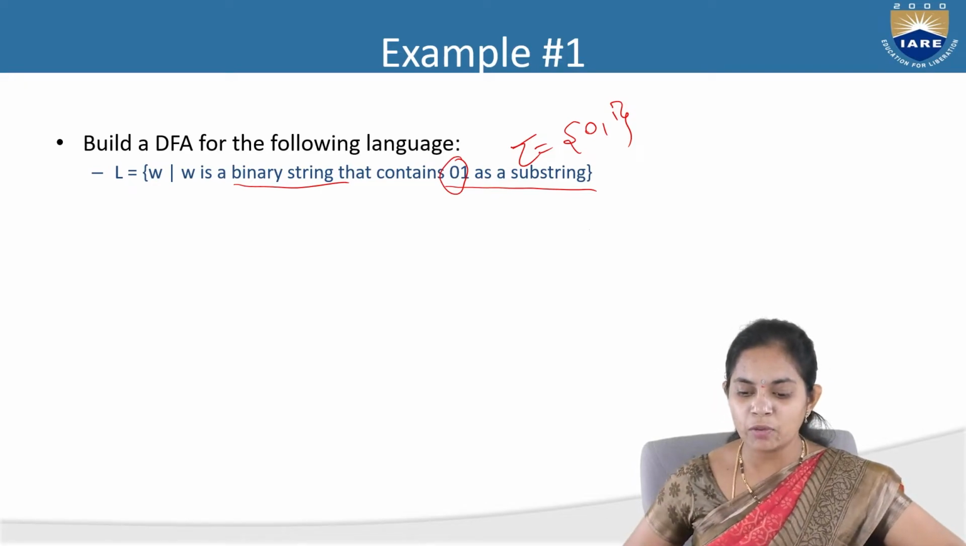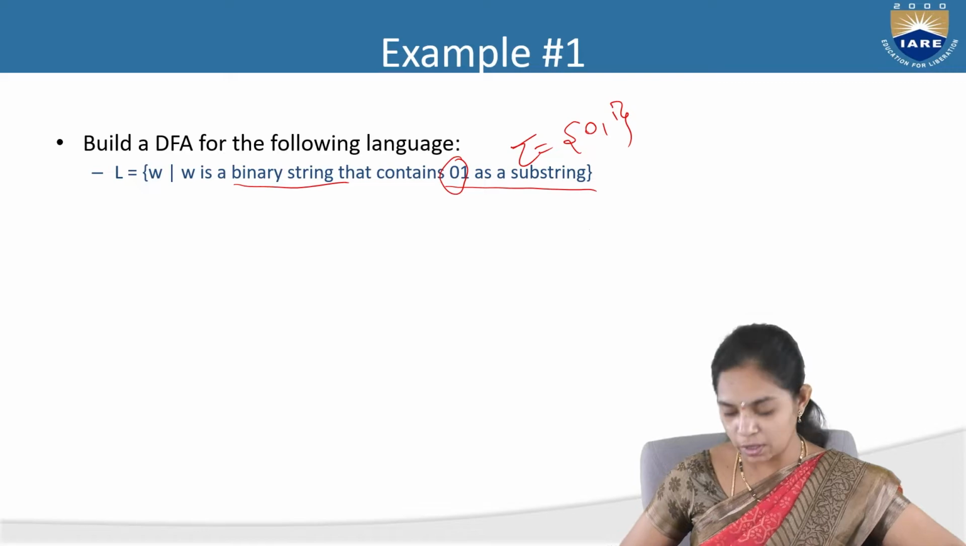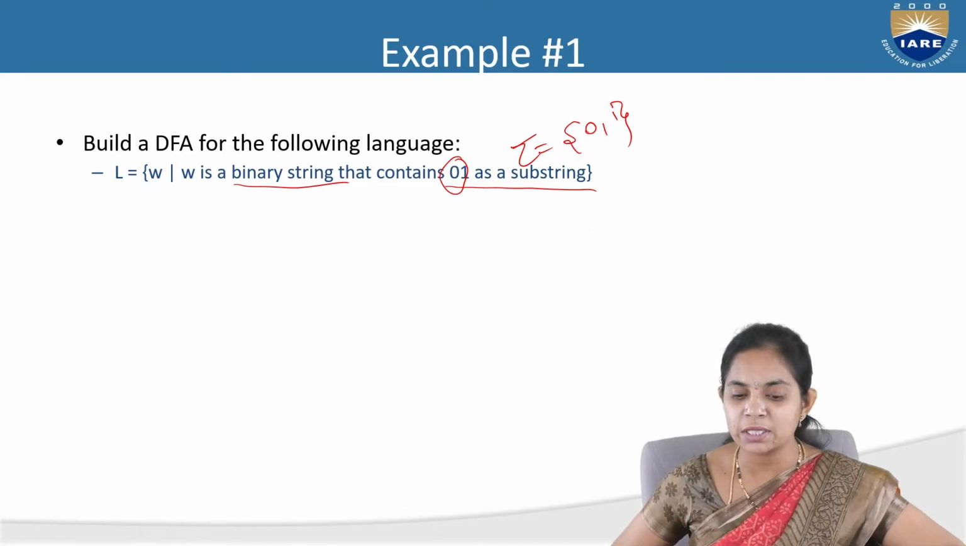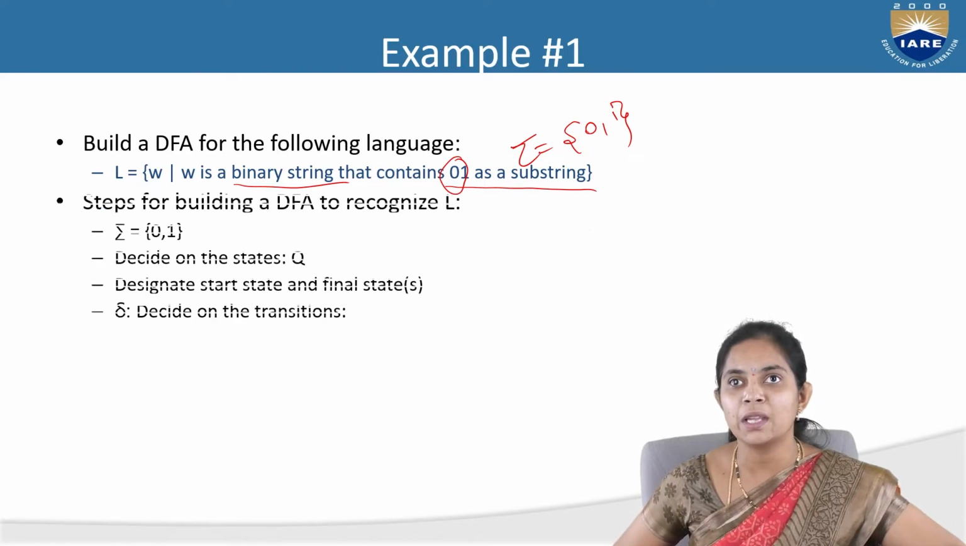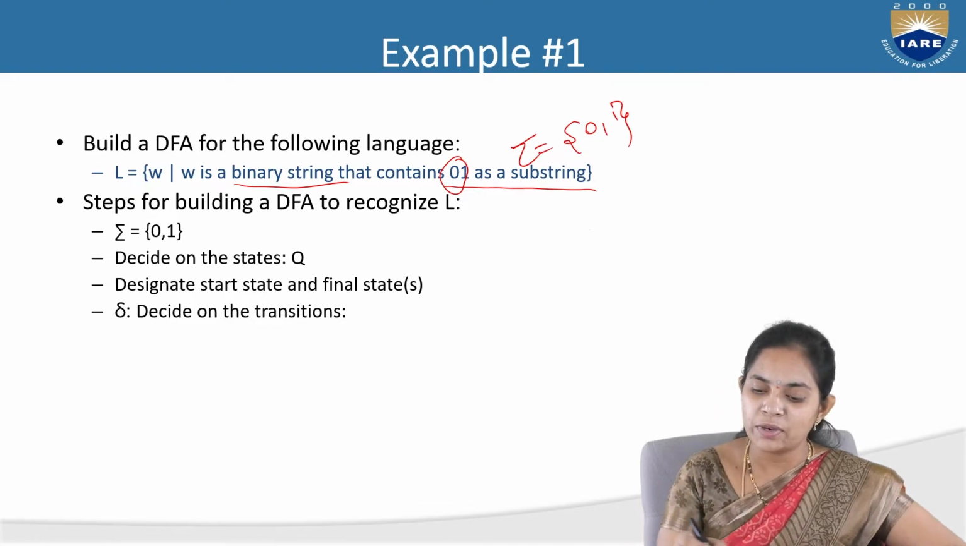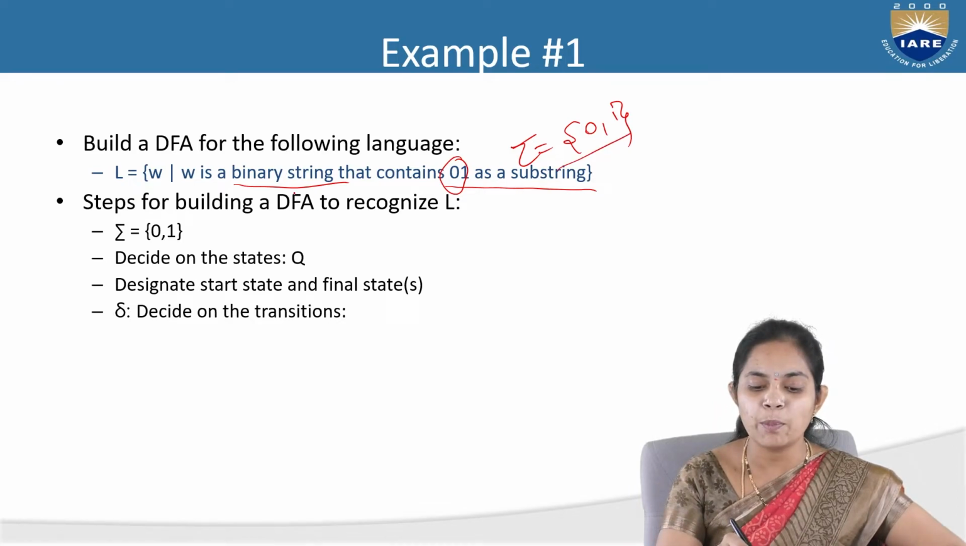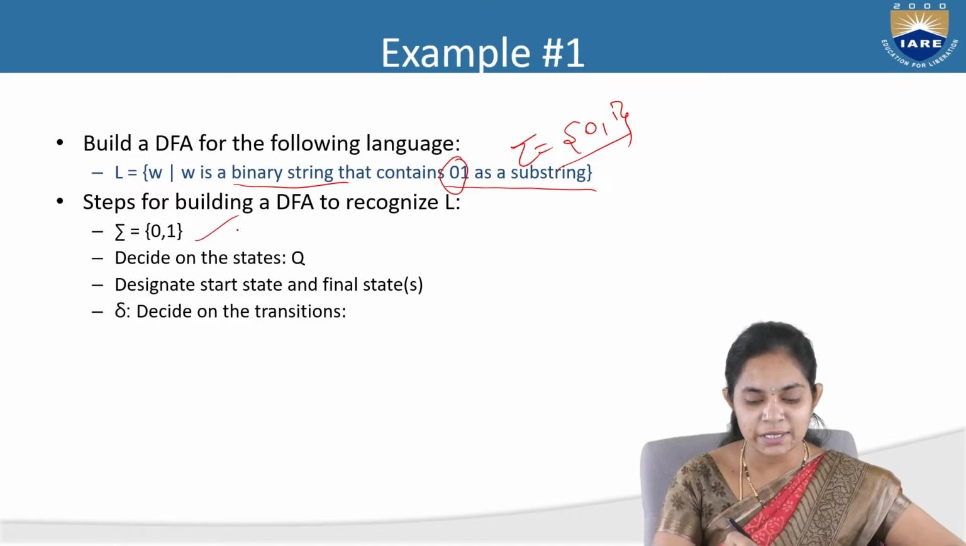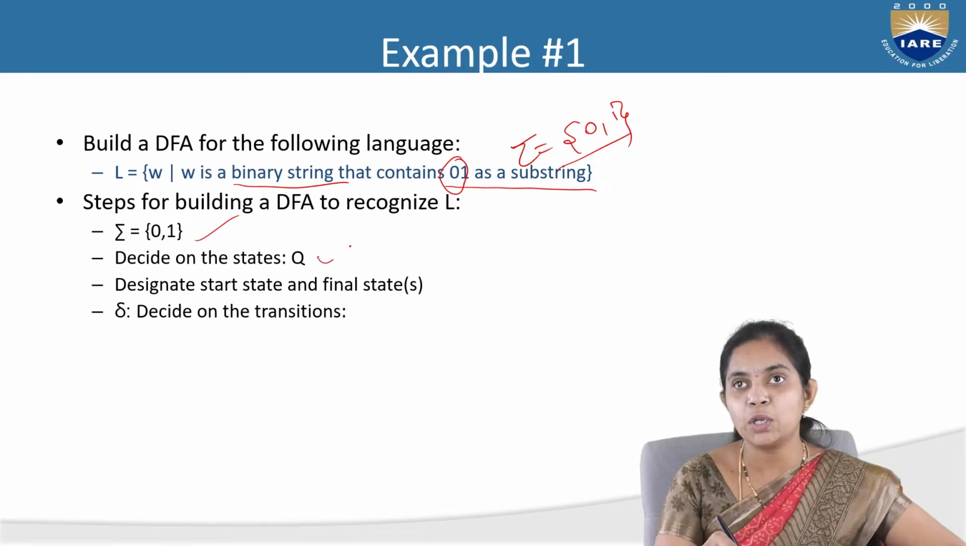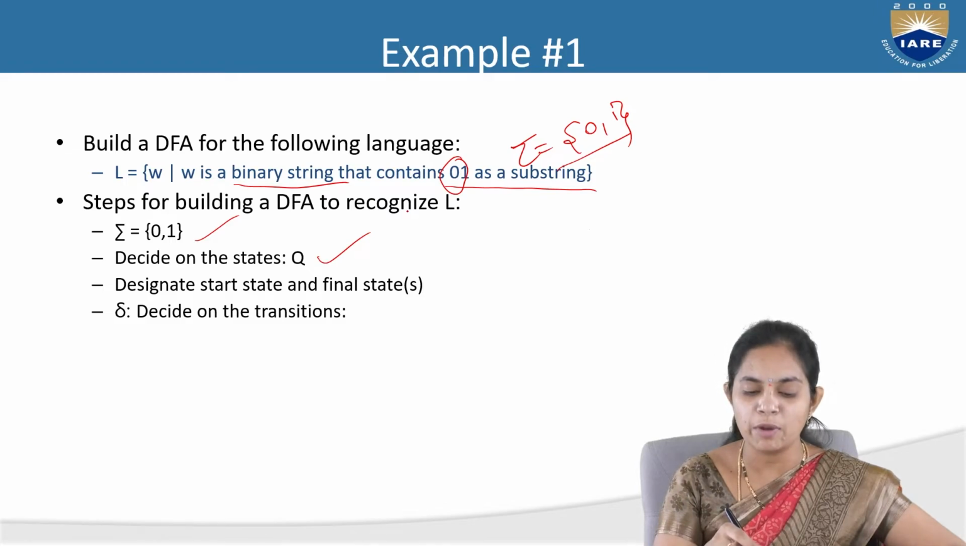And for that, let us see what steps are involved and what criteria we need for the construction of the DFA. First, as we discussed, it is a binary string, so sigma contains 0 and 1. The next step is to decide the states, Q. We have to decide how many states are required for this language.